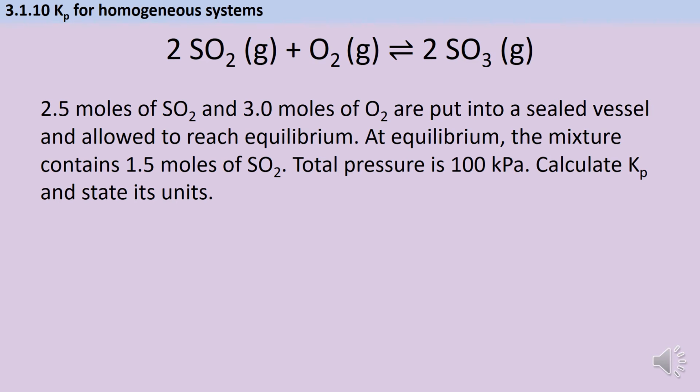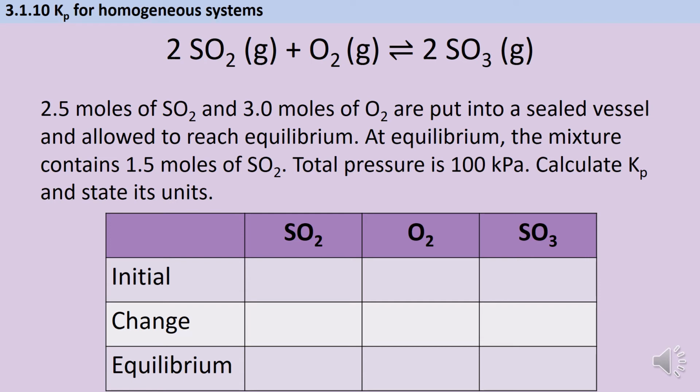Here's a fairly typical exam question. 2.5 moles of sulfur dioxide and 3.0 moles of oxygen are put into a sealed vessel. In other words, this is a closed system and it is going to reach equilibrium. At equilibrium, the mixture contains 1.5 moles of sulfur dioxide. Total pressure is 100 kilopascals. Calculate Kp. So we've been given some information about sulfur dioxide. We know where it started and we know where it finished, and therefore we can work out what the change is, and that's going to be key to unlocking the rest of this question.